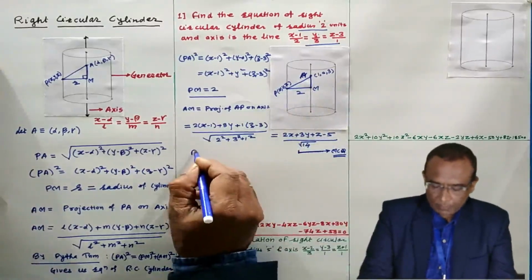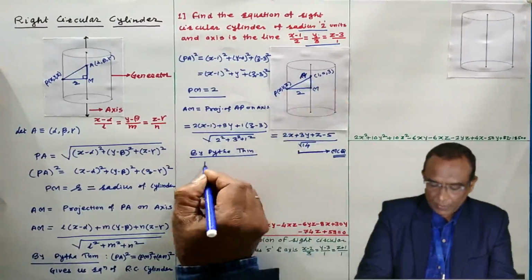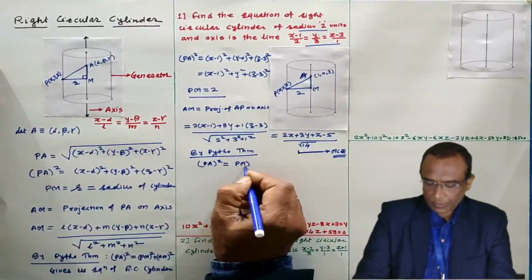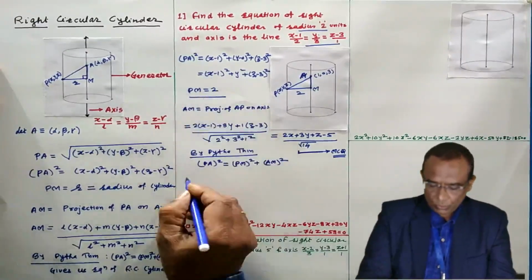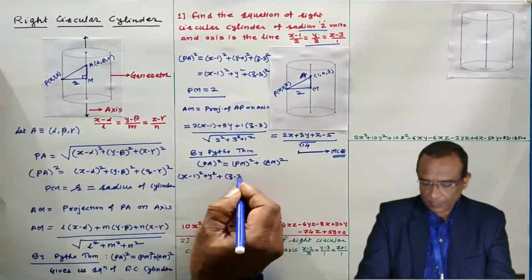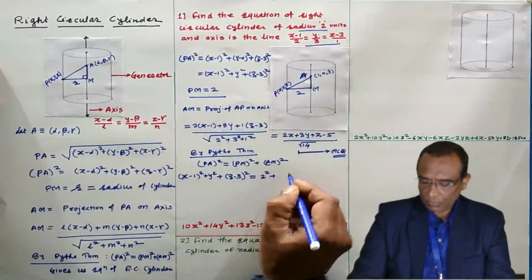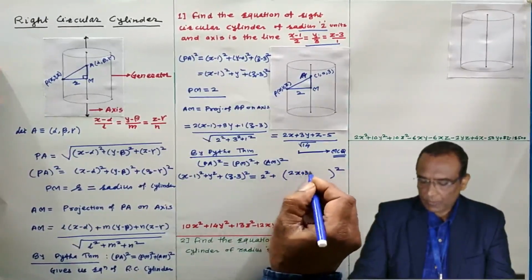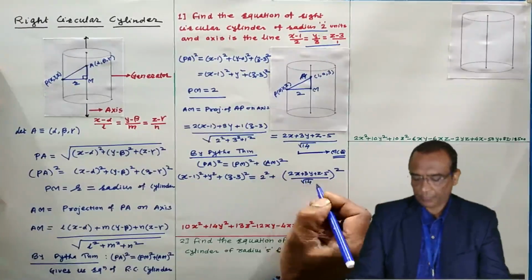Now by Pythagoras theorem, PA square is equal to PM square plus AM square. Now PA square is known to you: (x minus 1) square plus y square plus (z minus 3) square. PM square, the radius is given to you as 2 units, so 2 square, you can directly write 4. And the square of AM is (2x plus 3y plus z minus 5) divided by the square root of 14, squared.